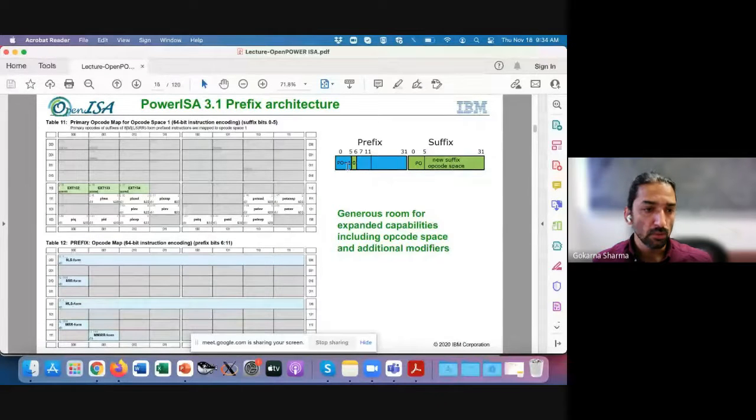There is one example of the opcode map, how you map the opcode space and everything here. I will not discuss this one more. If you look into this figure, this is also in that document. You can go and read that. And of course, we can talk offline in more detail if you want about the specifics of this prefix architecture.